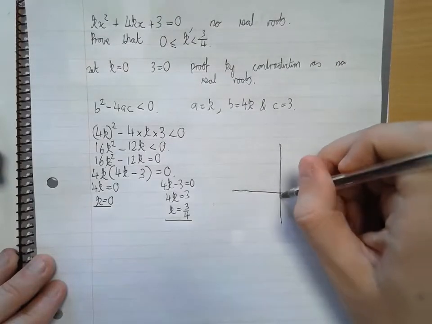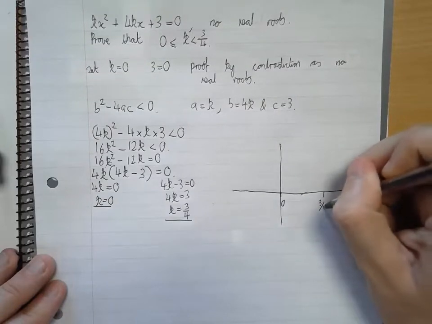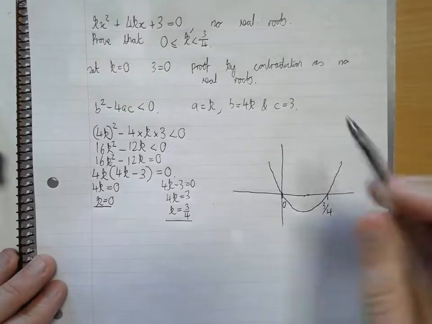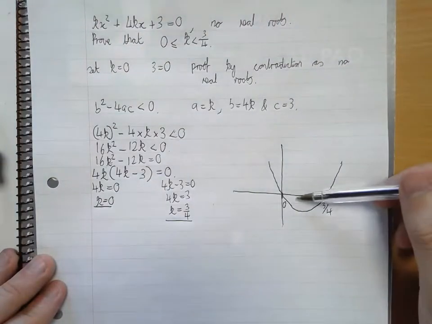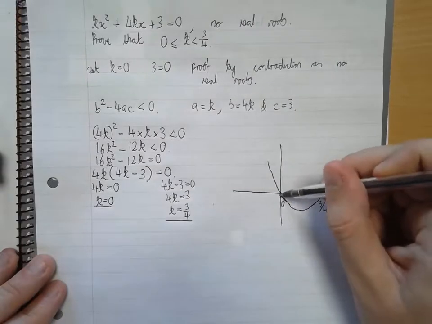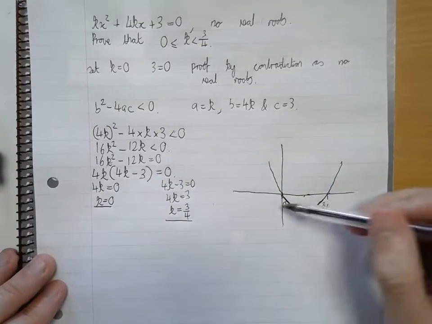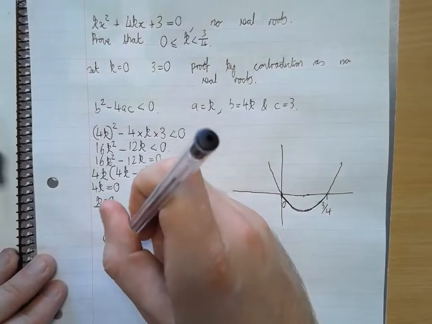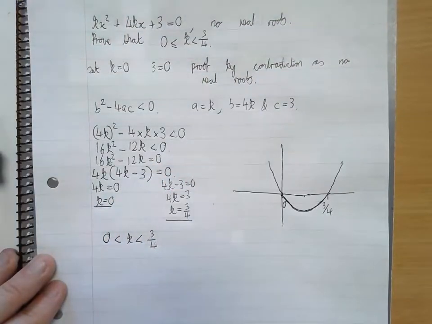We know we've got a root there at 0 and a root here at 3/4, and because it's a quadratic we know it does that. Now we're told it has no real roots, so it's less than 0, so we know we're looking below the axis, so we know we're looking here, going between these values. So usually we'd say here, yep, k is bigger than 0 and less than 3/4.